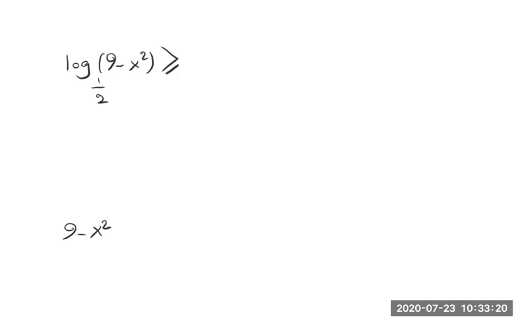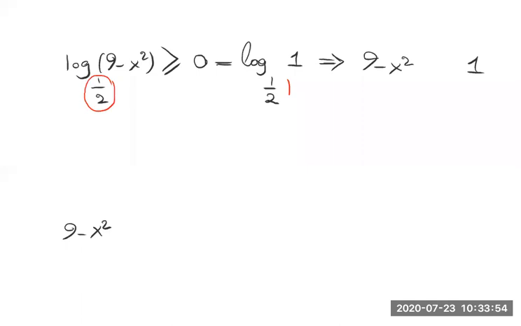So this thing should be greater or equal than 0, but 0 is log of 1 in base 1 over 2. Log of 1 in any base is 0. Doesn't matter what the base is. So whenever we see 0 in these inequalities, we can write log of 1 in the base which we are talking about. Okay? So we can cancel log, but because the base is less than 1, the direction of this inequality will change. This is what we are going to get.